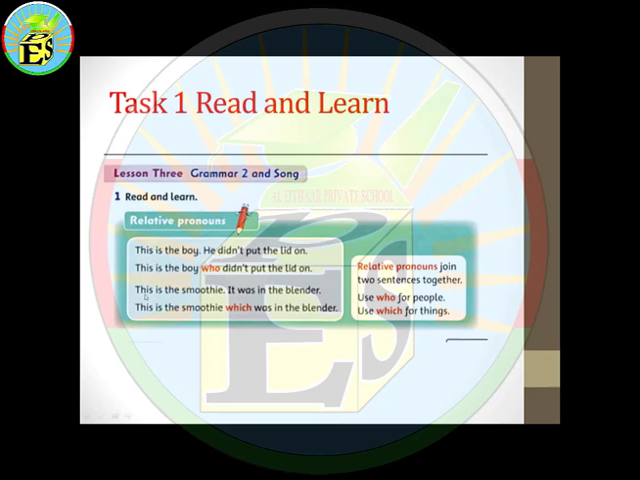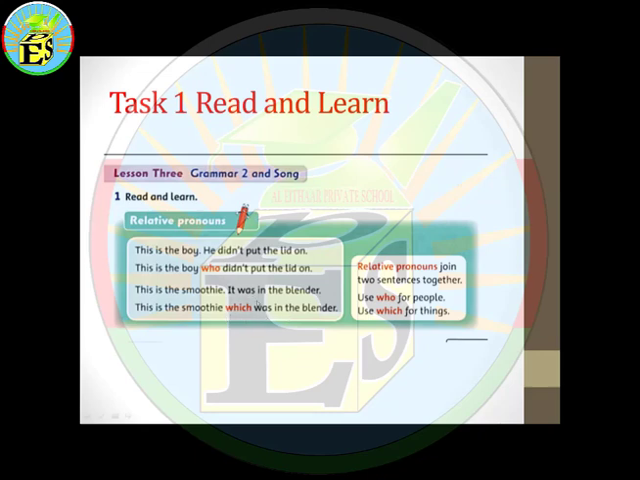The second example that we have, this is the smoothie, it was in the blender. We have two separate sentences. How do we know that these are separate sentences? Well, the sentence must start with a capital letter and end with a full stop. And here we have two capital letters and two full stops. So this means that we have two separate sentences. When we use a relative pronoun, it became one full sentence. So this is the smoothie which was in the blender.